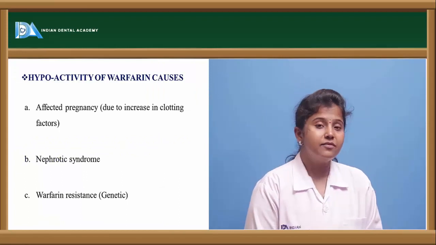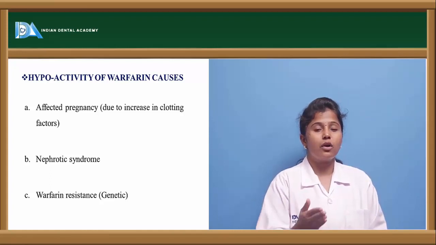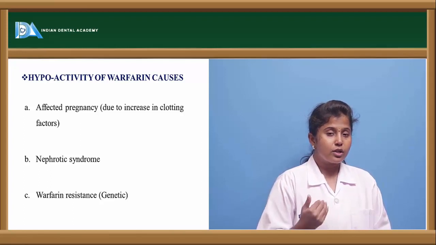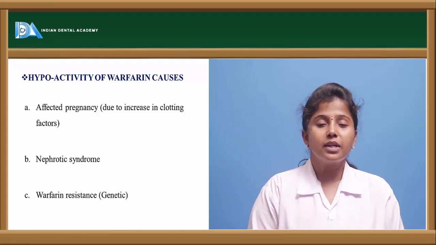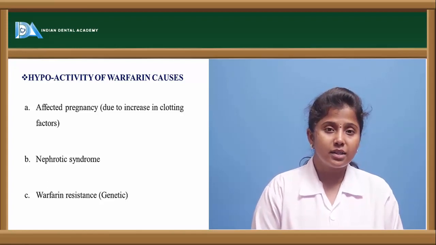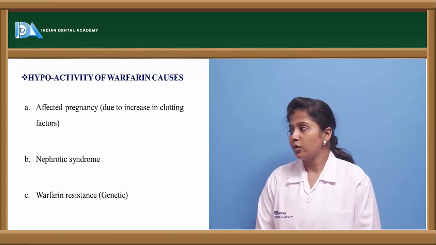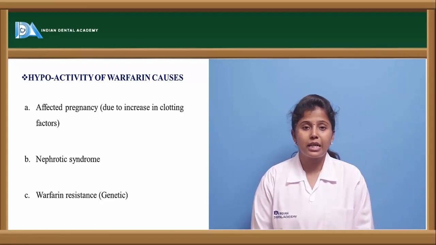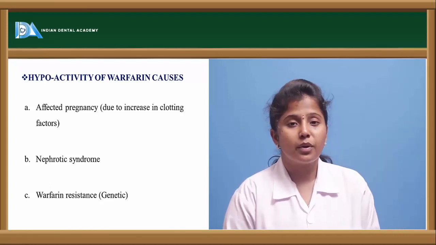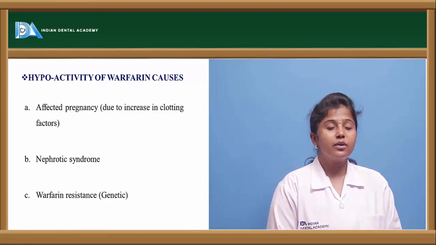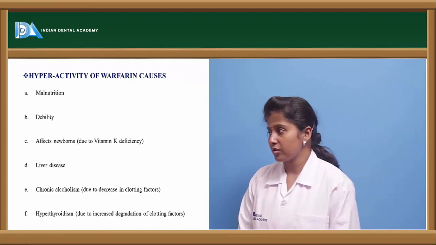Hypoactivity of warfarin causes problems. If this warfarin is not showing the therapeutic effect, or if we are giving this warfarin in low doses, or it is not showing any effect, what happens? So it is affected in pregnancy, because during pregnancy, if there is any blood clot, then there occur severe problems. So if the warfarin is not showing its effect, there is blood clot, and it causes the nephrotic syndrome. So there occurs the clot in the nephrons or kidneys, and warfarin resistance. So the person will become resistant to warfarin. If we give warfarin also, this drug will not show any effect.